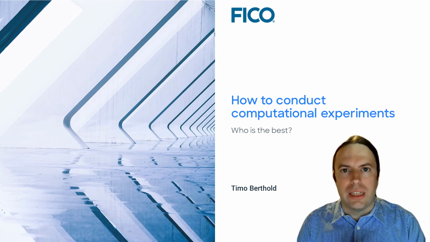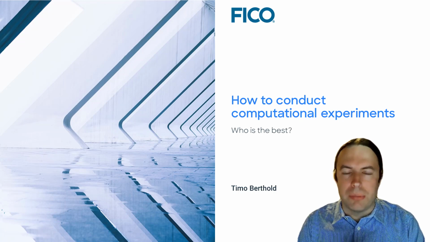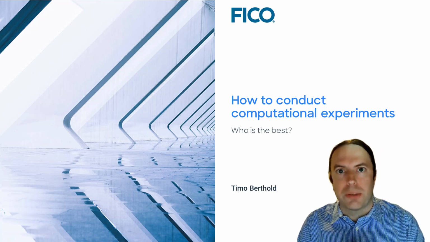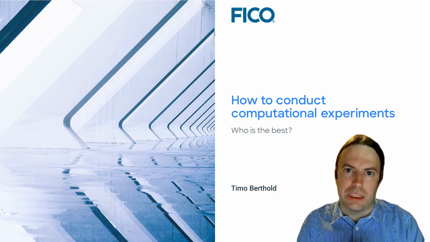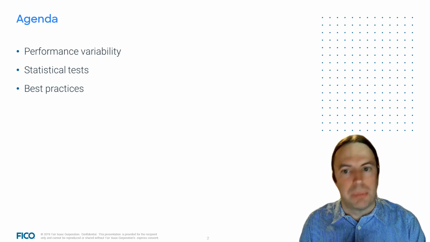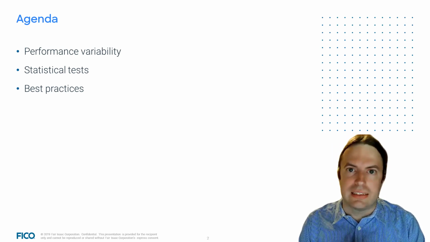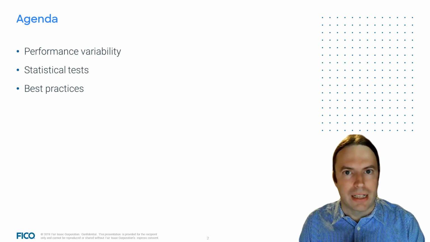So one question that all the companies presenting here today have in common is the question of how fast is their solver? And when they implement a new technique, does this improve the performance? This is why we will first talk about how to benchmark software for mathematical optimization. And for doing so, we will touch on three topics in particular: performance variability, statistical tests, and best practices for benchmarking.